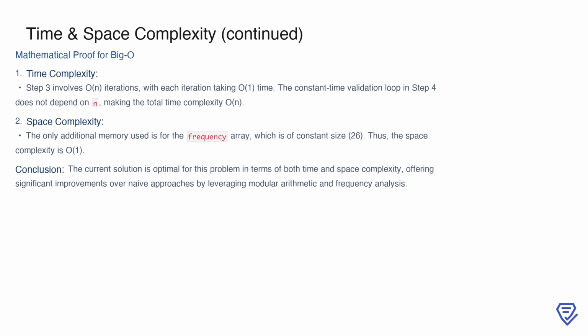To mathematically prove the time and space complexity, let's summarize the key steps. For time complexity, the most significant step is iterating through the strings S and T, which takes O(n), as each character is processed once. The validation loop over 25 possible shifts is constant time, contributing O(1). Therefore, the total time complexity is O(n). For space complexity, the only additional memory used is the frequency array, which is of fixed size 26, making the space complexity O(1). No other data structures depend on the input size.